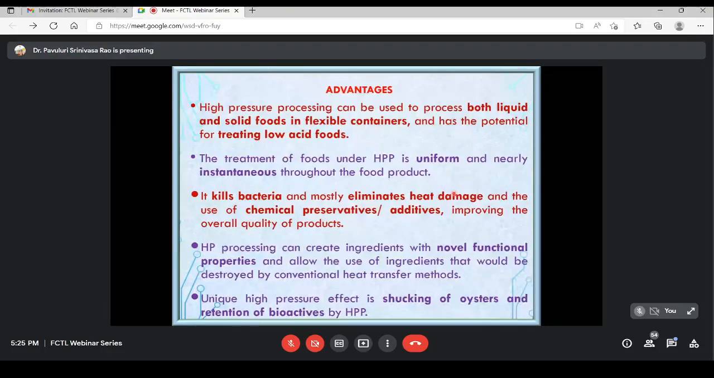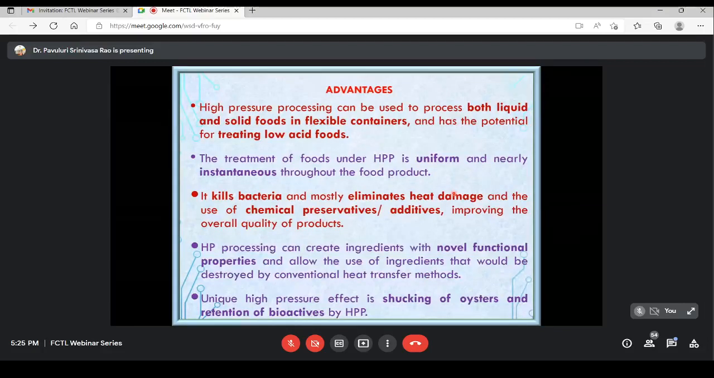More important is that these processes are formulated in such a way that no chemical preservatives or additives are added, thus improving the overall quality of the products. High pressure processing can also create ingredients with novel functional properties and allow ingredients that would be destroyed by conventional heat transfer methods. That means the application of high pressure can initiate some kind of micropores. In turn, mass transfer can be improved, and sometimes the penetration of some kind of solutes is also possible with this. That way you can have some novel functional ingredients. At the same time, if you have heat sensitive constituents, those can be well preserved.